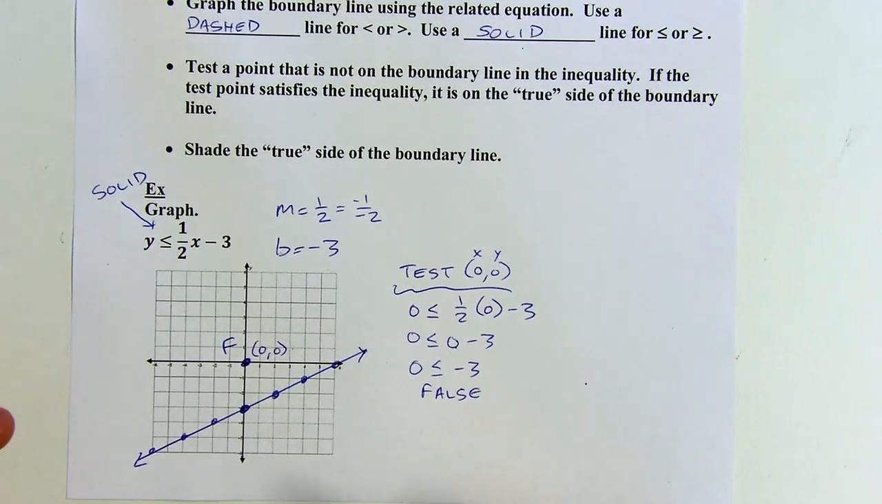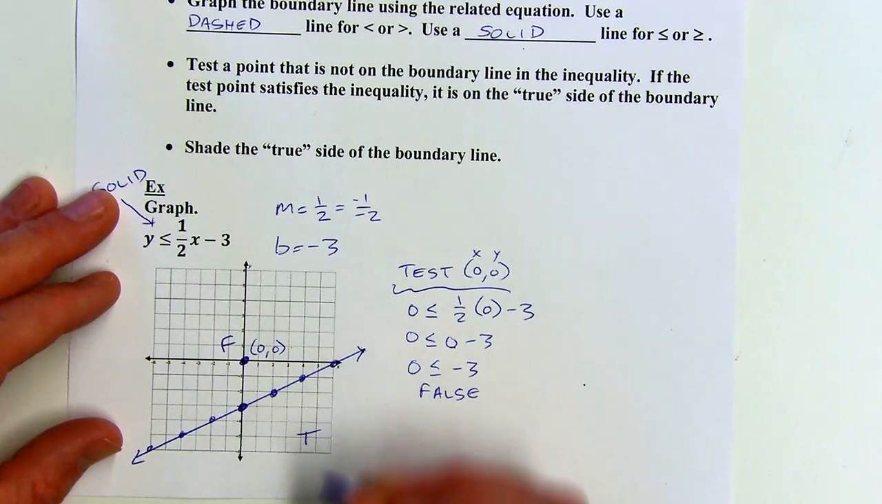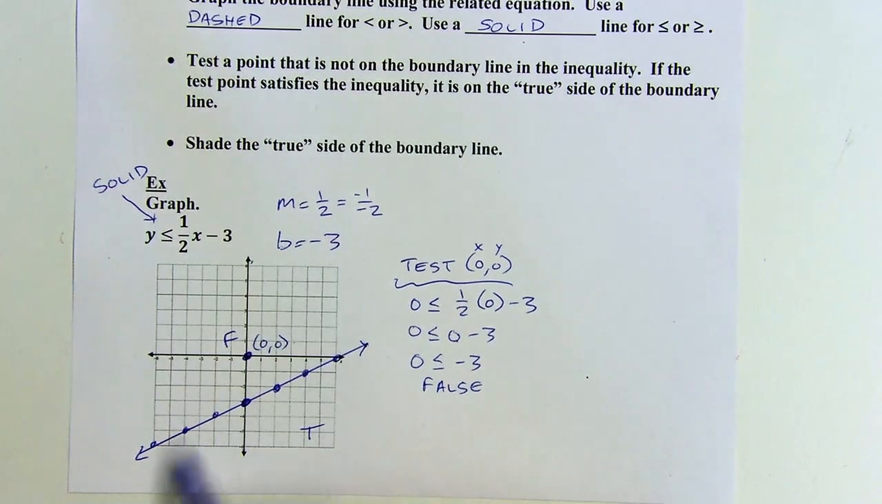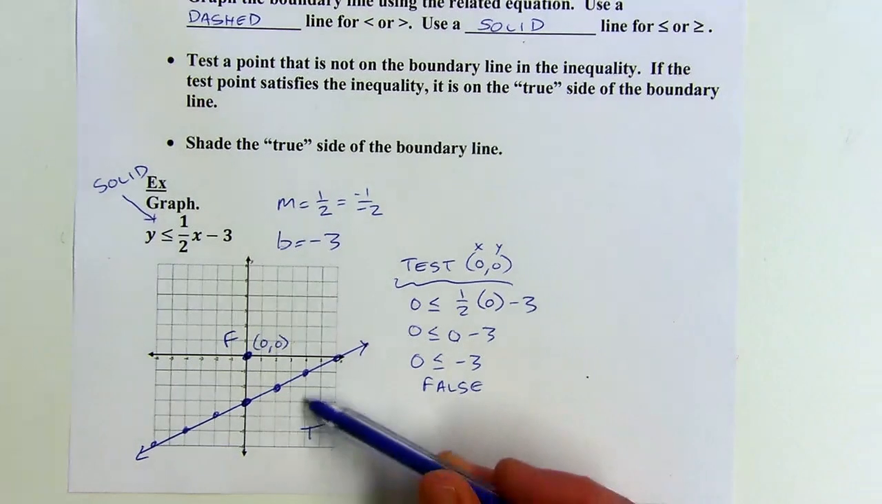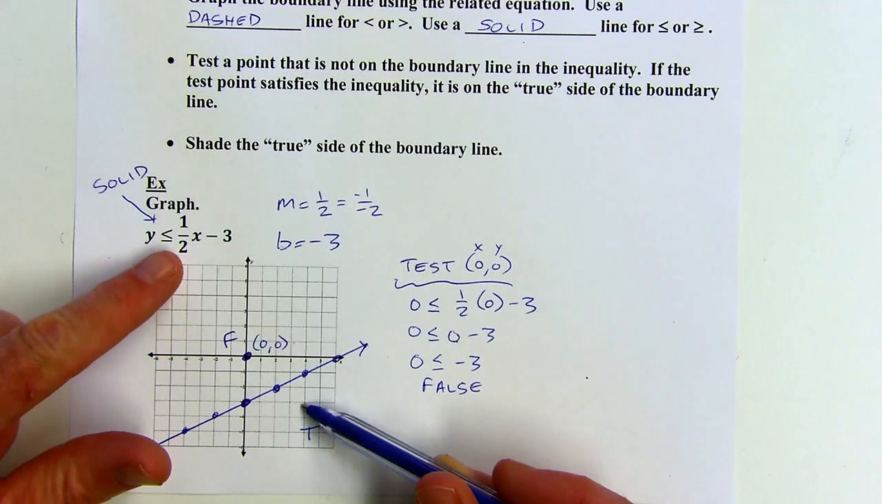So there's a false side and a true side. So if this region is the false region, that means this one is the true region. Okay, and I want to shade the true region. So that means any point I choose down here should satisfy the inequality. So if you want to test it out, you could pick a point like (4, -3), for example, plug it in, and you should get a true statement.